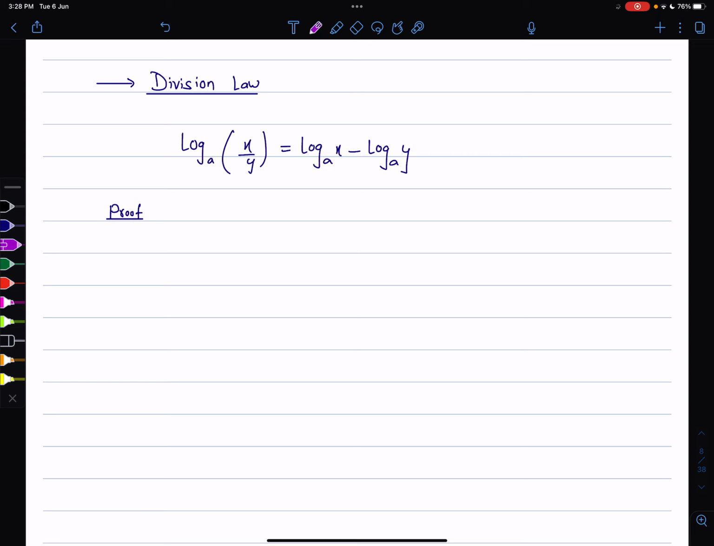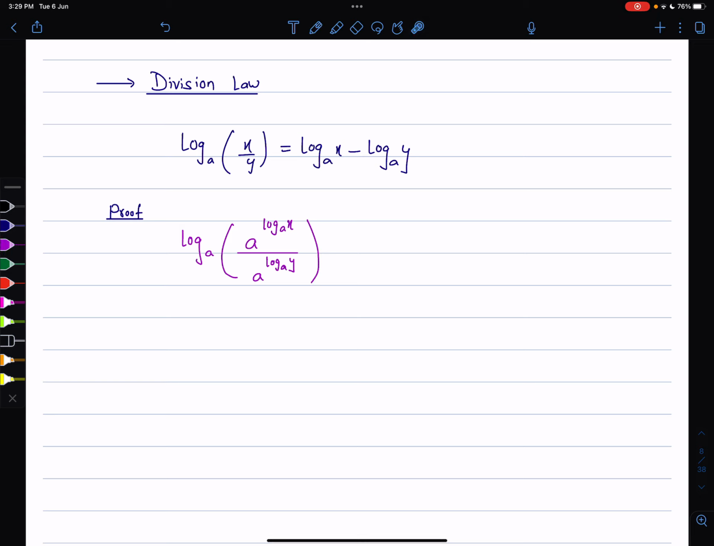Now let's understand the division rule. The division rule says that if we have log to the base a of x upon y, where x and y are being divided, then this expression can be split as a difference of the log to the base a of the numerator minus log to the base a of the denominator. And why is that so? I'll give you the proof. Log to the base a of x upon y. Again, x can be expressed as a to the power of log a x, and y can be expressed as a to the power of log a y.